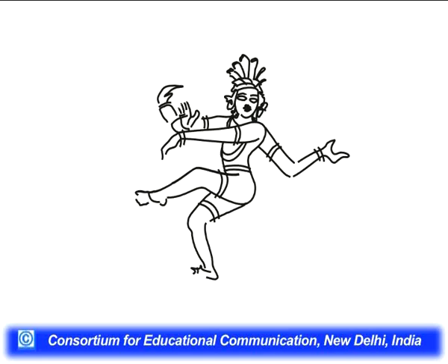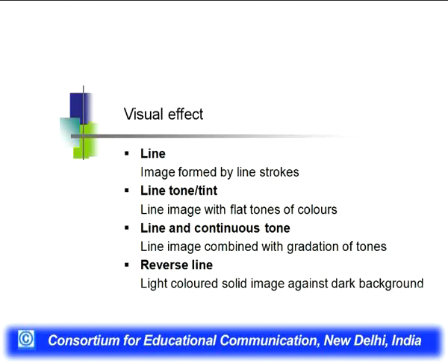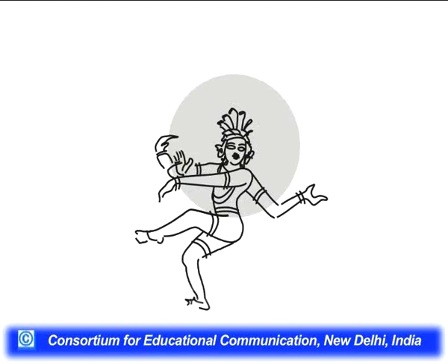And another effect can be given in line image, such as line and tone or tint. See this background of the image. A gray tone is given on the background of the image, that is called line and tint or line and tone. It is a flat tone or the tone of the black. When you make the black lighter, it will become gray. So we have given the gray tone in the background. So this image will be called line and tone image.